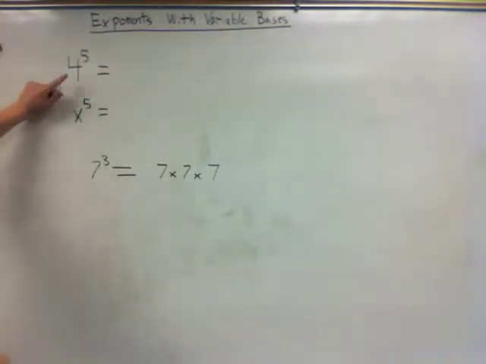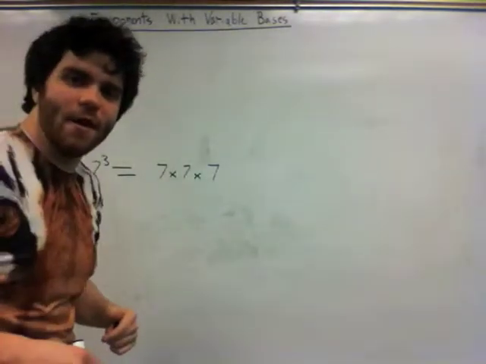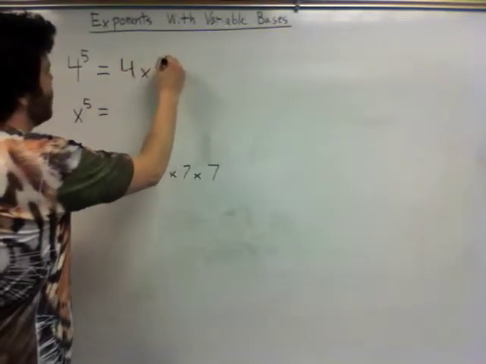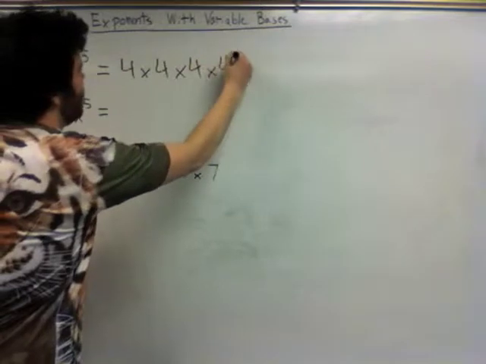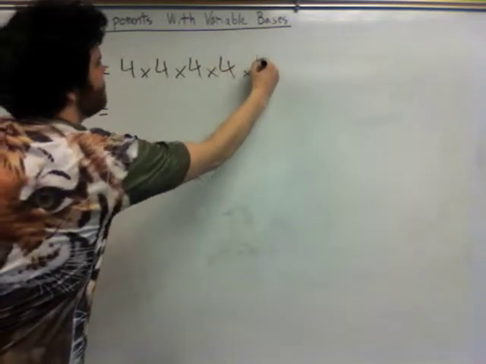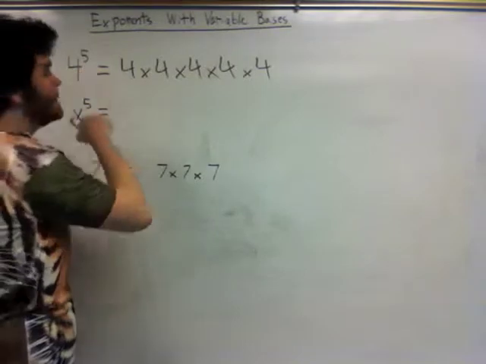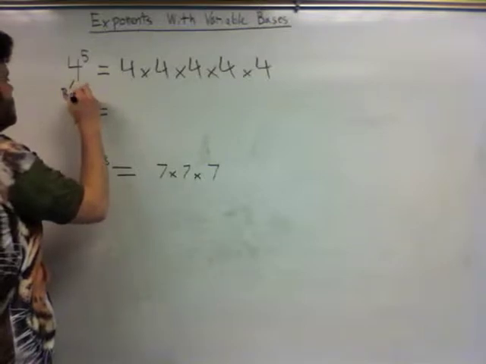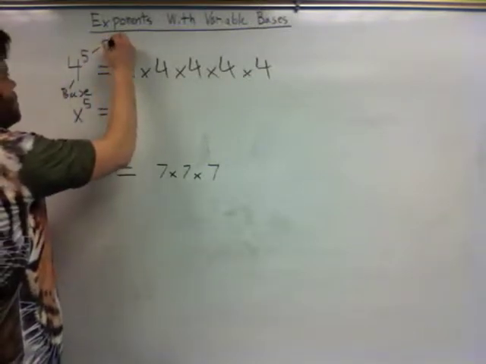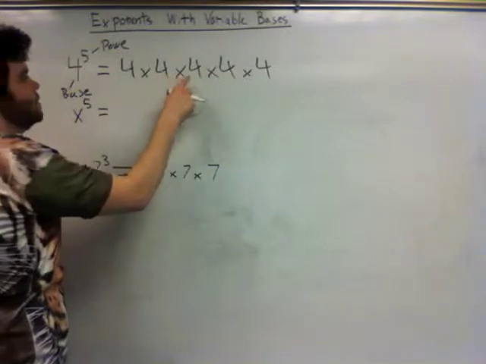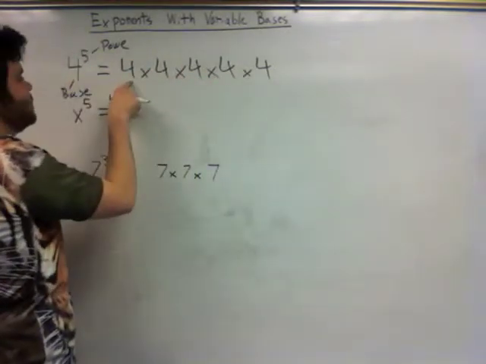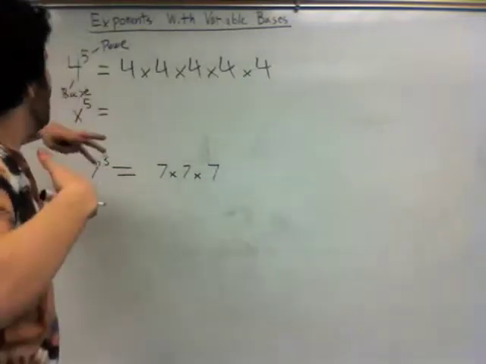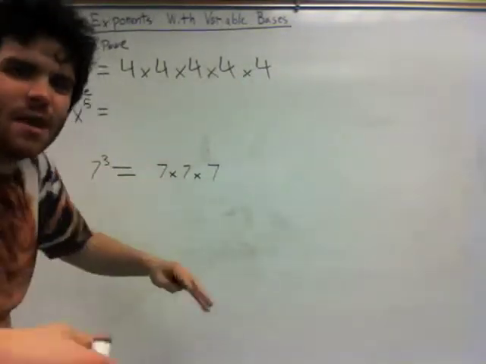So let's take this example, 4 to the 5th, right? And let's just say 4 to the 5th is equal to 4 times 4 times 4 times 4 times 4, 1, 2, 3, 4, 5 times, because 5 is our exponent. So we've got our base, and we've got our power. Our power tells me how many times, 1, 2, 3, 4, 5. Our base tells me what the number is, 4, 4, 4, 4, 4. Awesome.